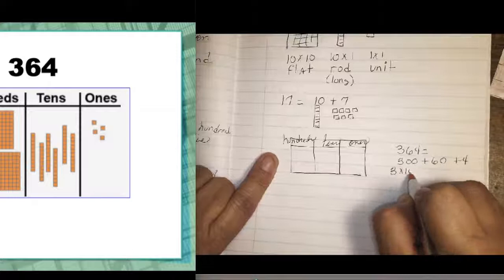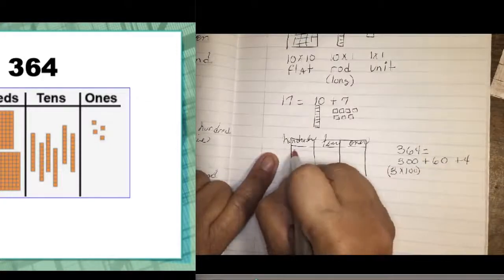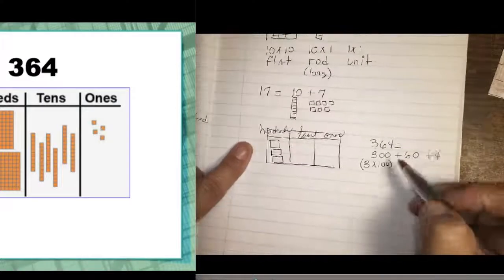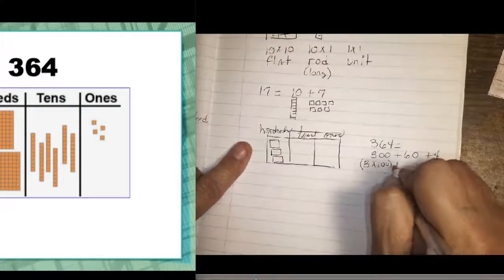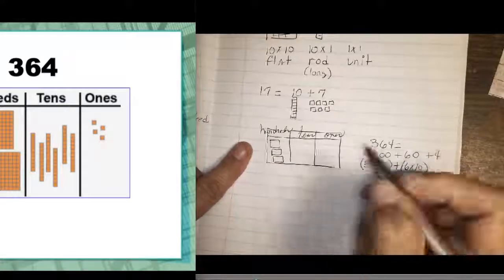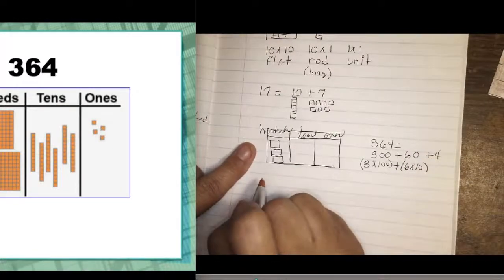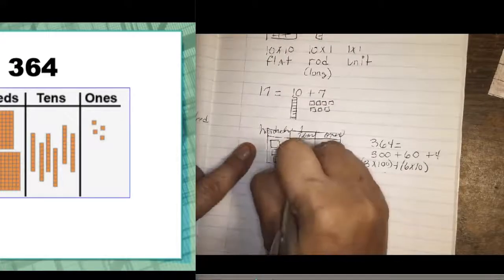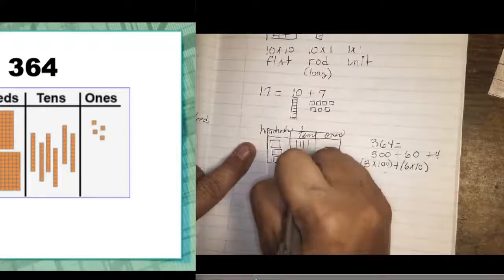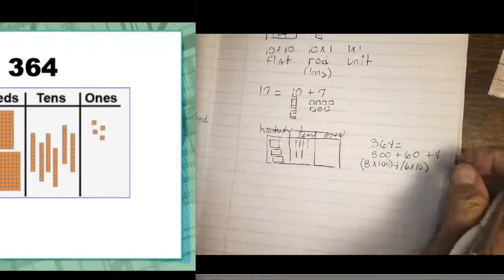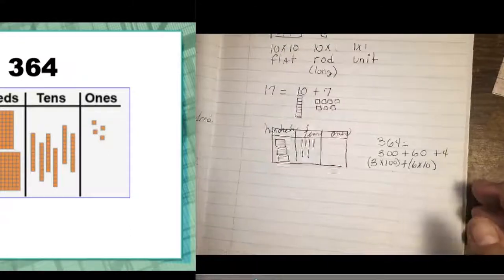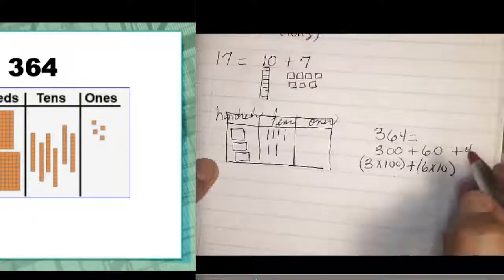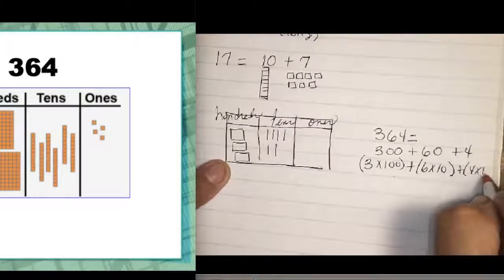It's got 3 hundreds, so I'm going to draw 3 flats because there's 3 hundreds. There are 6 tens, so I'm going to draw 6 rods. Now you can just draw a line if I'm kind of lazy sometimes. How many? 6? 1, 2, 3, 4, 5, 6. So we could just draw a line there to represent our rods. And then the ones, I'm going to put 4 ones.